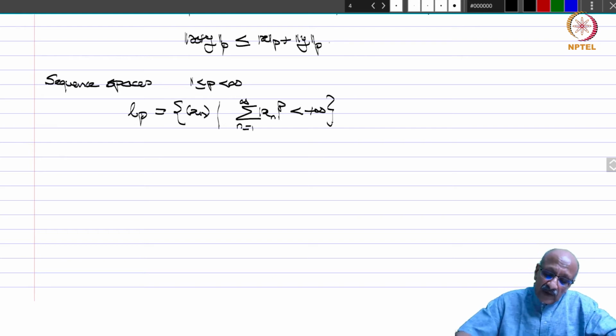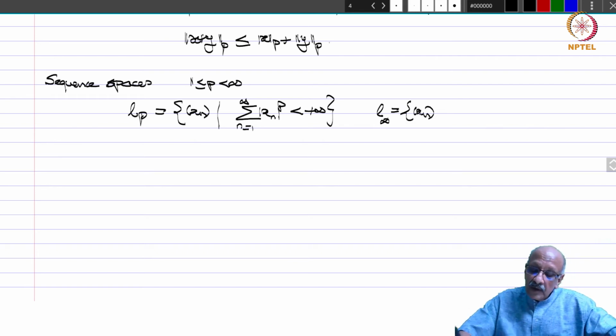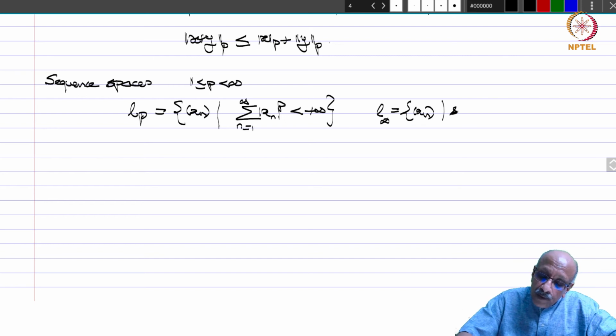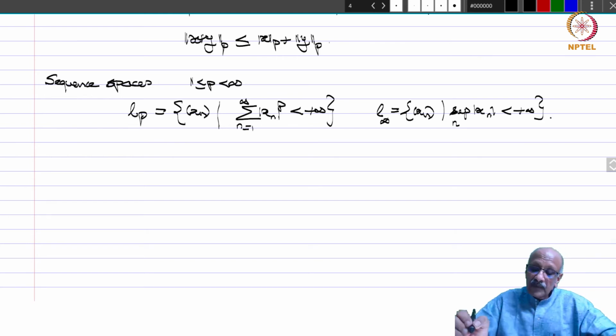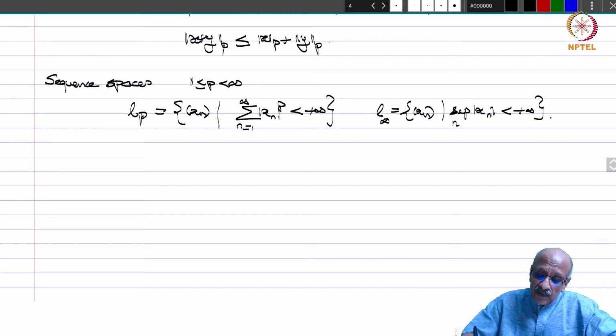And then we take ℓ^∞ to be the set of all sequences x_n which are bounded, so the sup over n of |x_n| is strictly less than infinity. So this is the space. ℓ^∞ is the set of all bounded sequences. ℓ^p is the set of all sequences such that they are p-summable, as you would call it.